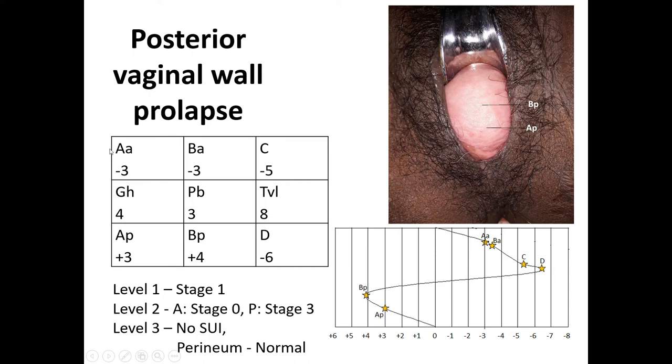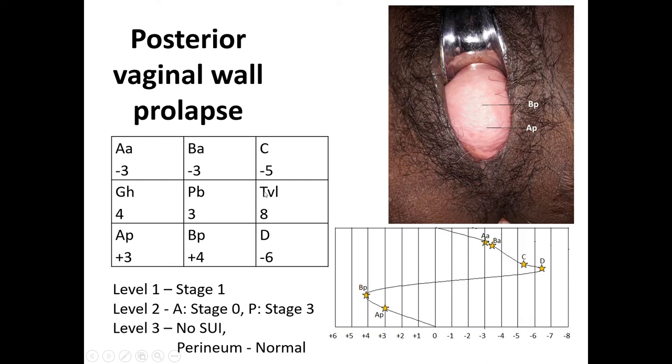Anteriorly there is no prolapse, so -3 both, and the cervix was well inside, so it is -5, okay, and the fornix was at -6 centimeter. Genital hiatus was 4 centimeter and the perineal body was 3 centimeter. After replacement, the TVL was 8 centimeter.